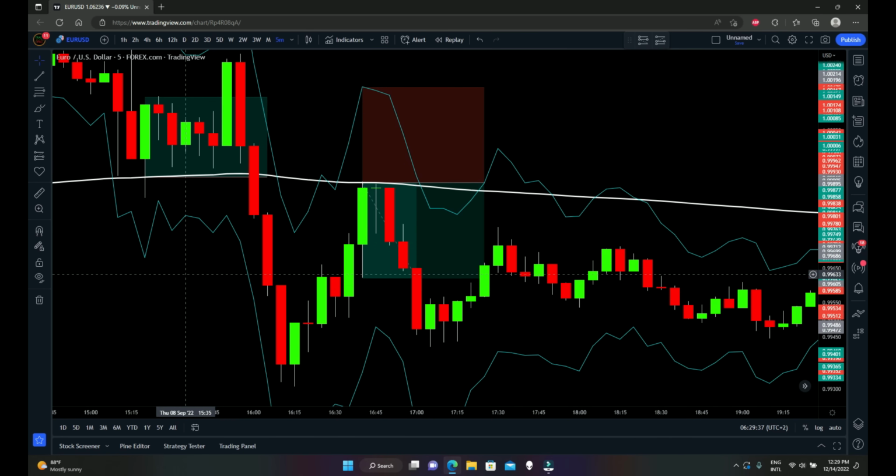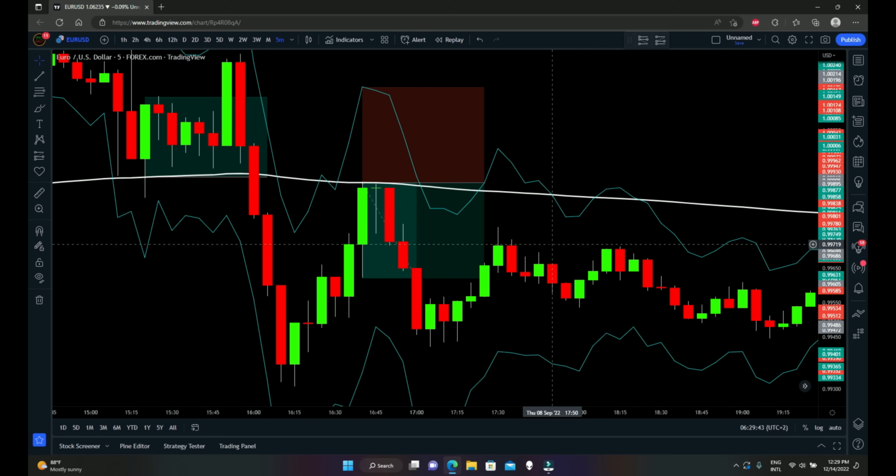Now this one here, we can see that this time it comes under the 200 EMA, pulls back into the 200 EMA, and this will be a short entry signal.